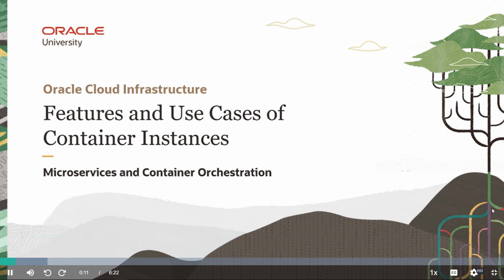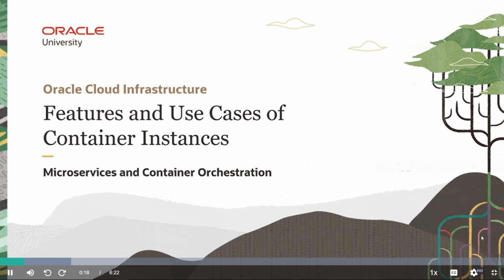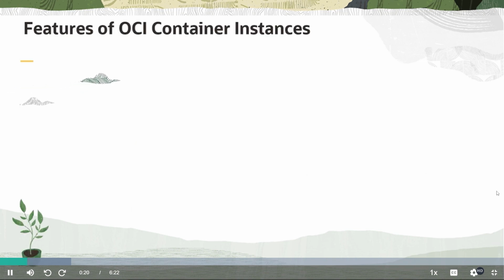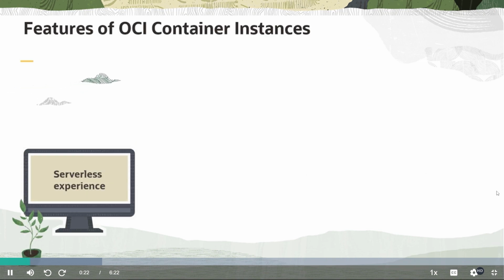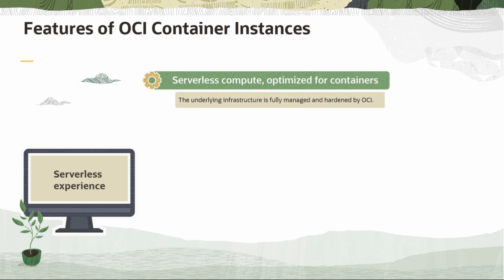Let's take a look at some of the features and use cases of OCI container instances. Alright, it's time to get started. Let's discuss the first feature, which is the serverless experience. OCI container instances run your containers on serverless compute, which is optimized for container workloads. The underlying infrastructure is fully managed and hardened by OCI. You can focus on building your applications without having to worry about provisioning, patching, or managing any kind of servers.